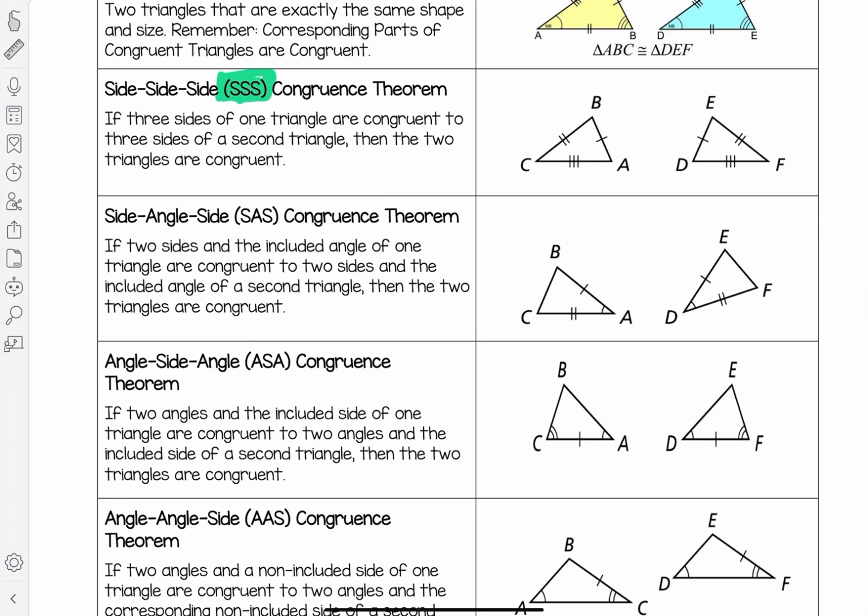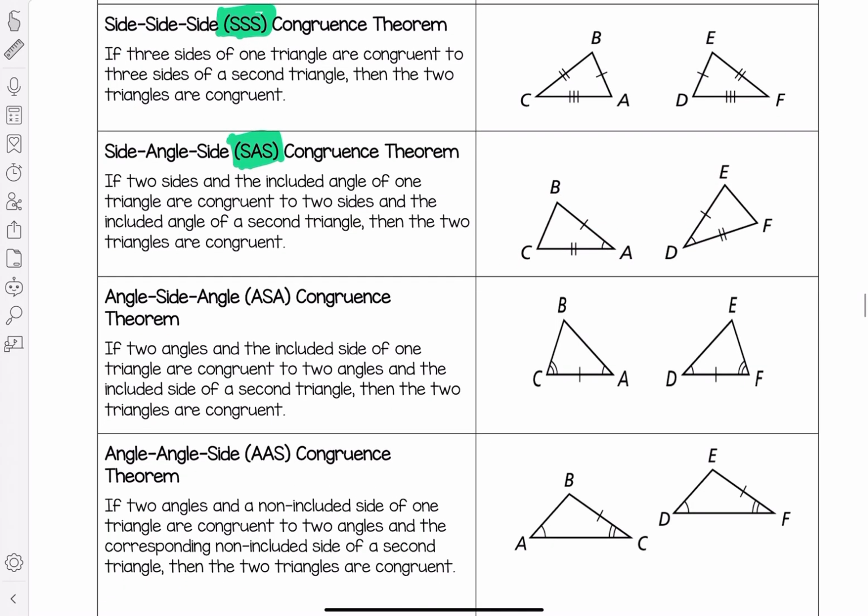Next one is what we call side, angle, side. Now, order matters. The angle has to be perfectly between the two sides. So we see we have side, angle, side, angle, side. Thus, that means that the two triangles are congruent.